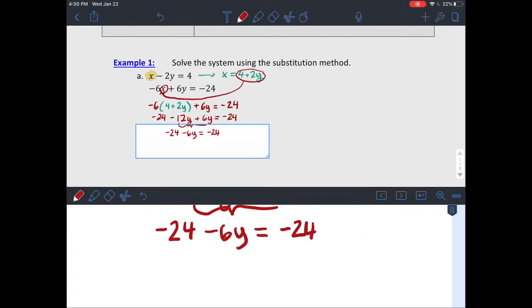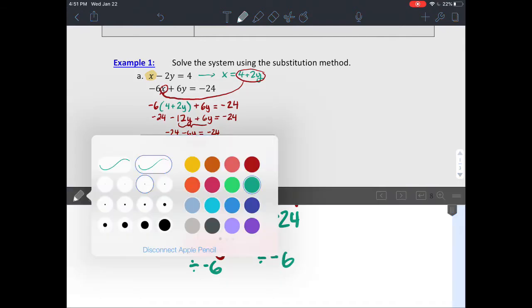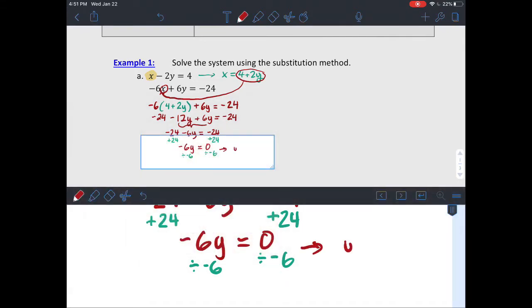And then add 24 to both sides of my equation. End up with negative 6y equals 0. Divide both sides by negative 6, and you get just y equals 0. That's half of your solution because we need the x value and the y value.